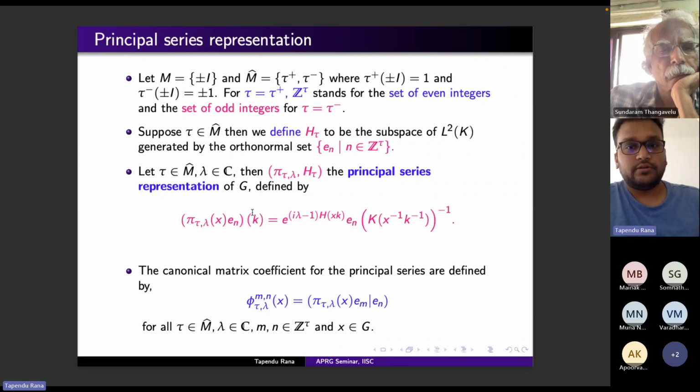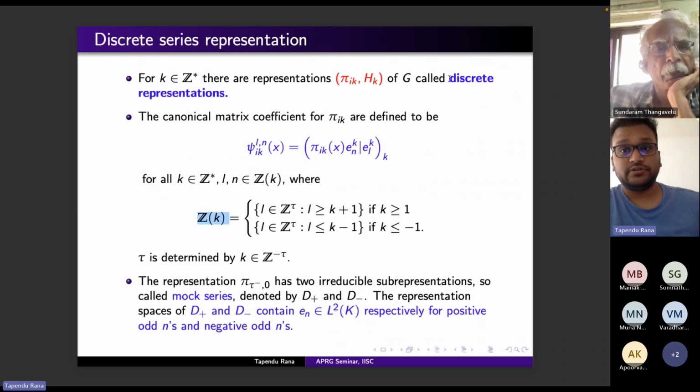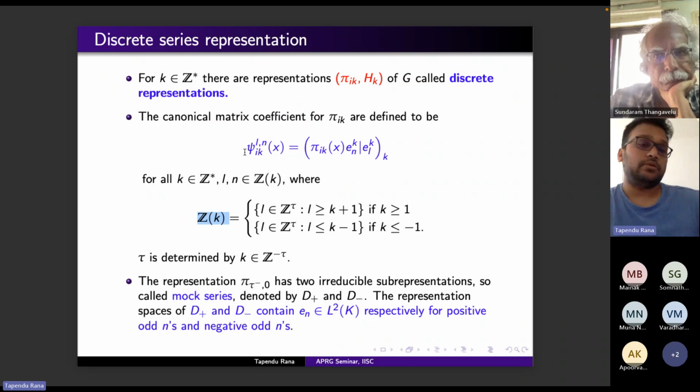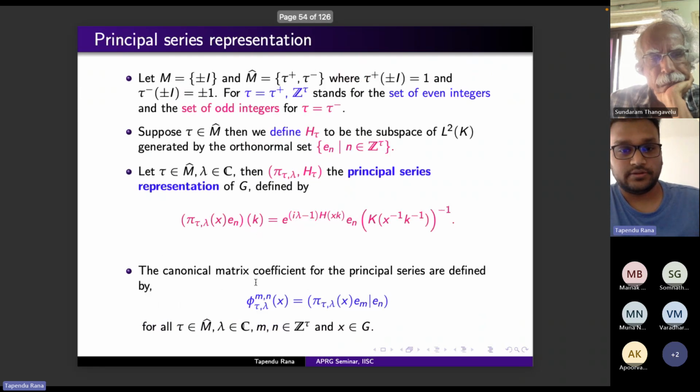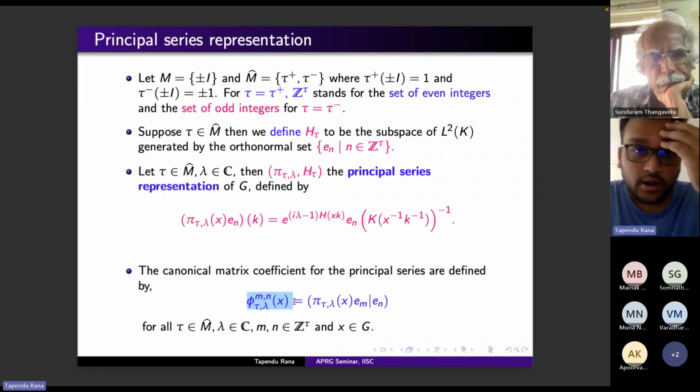And from that, we can get another representation called the discrete series representation, which will be reducible. The matrix coefficient of this discrete series representation has a relation with the spin series representation. In particular, if you take L equal to n, this psi I k ln is the same as pi I k ln. But these are not important for my talk.